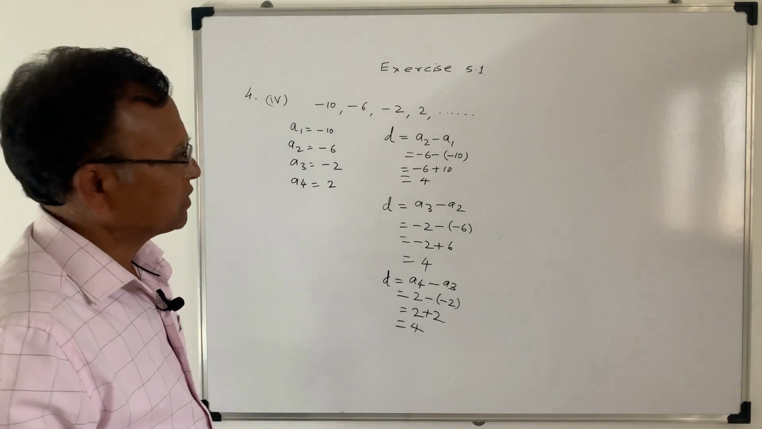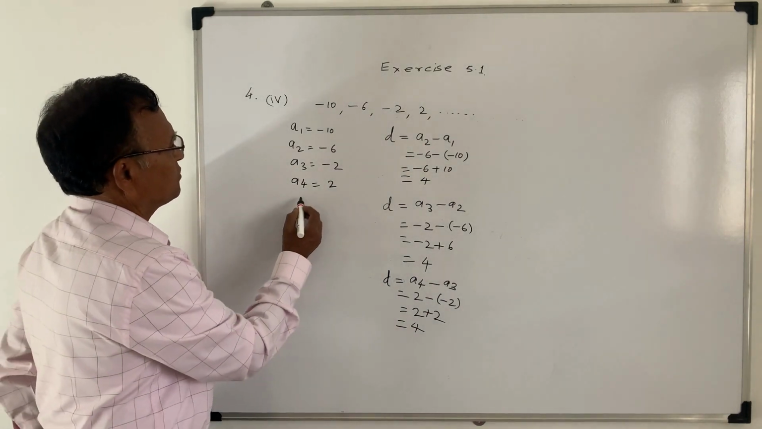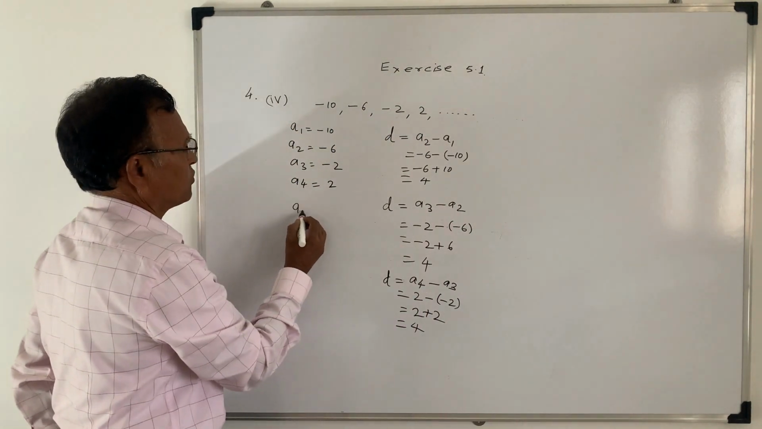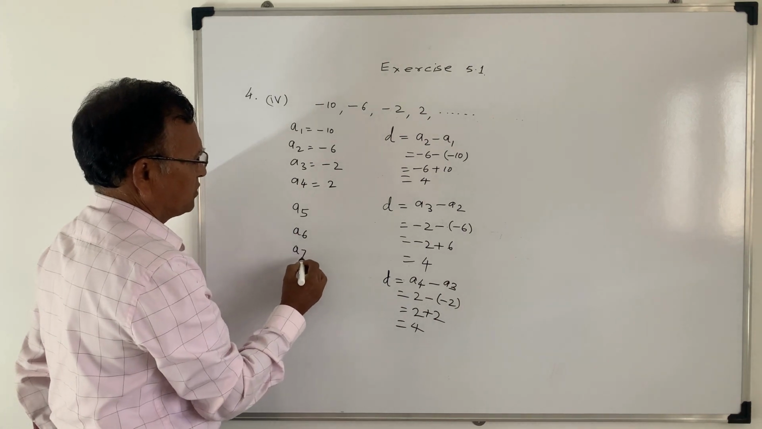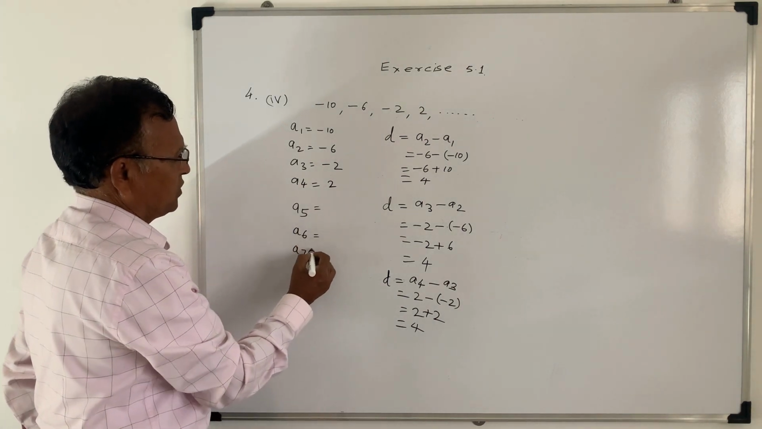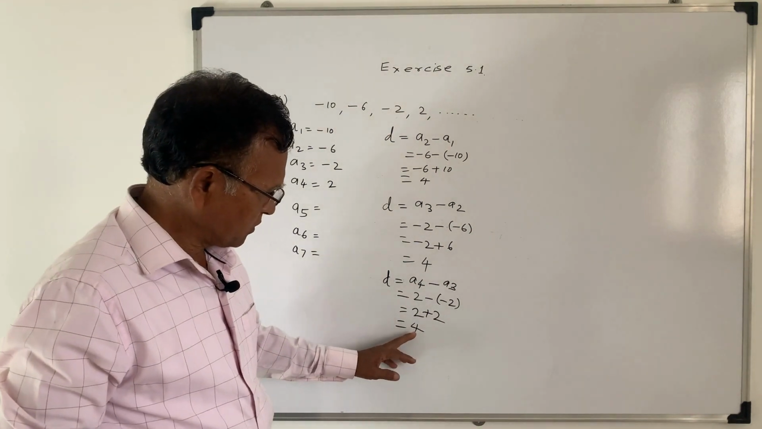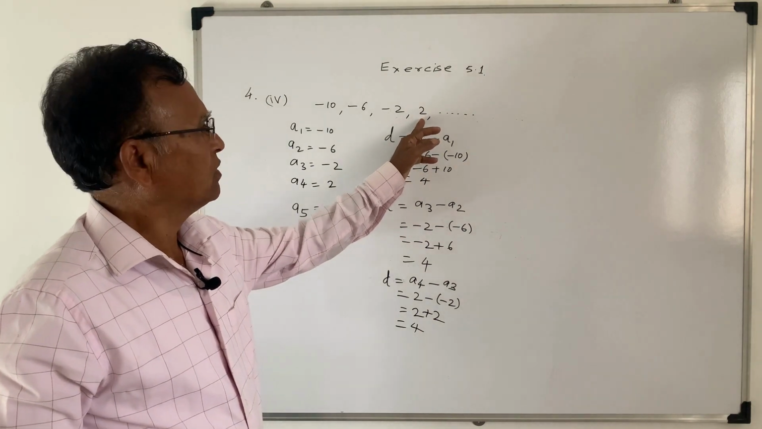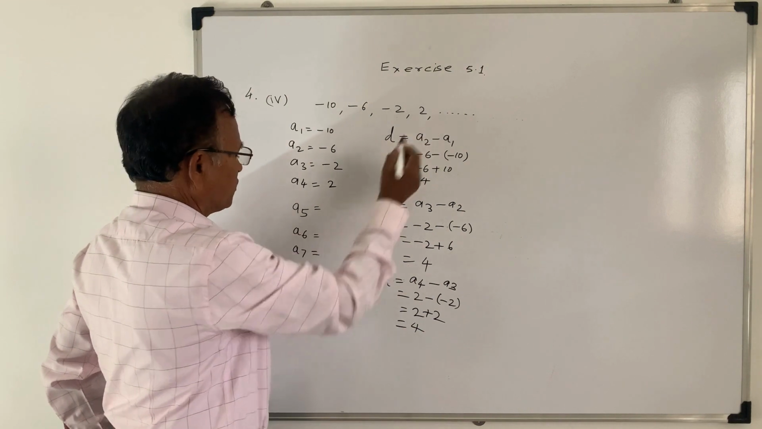is an arithmetic progression. Now you can write further the A5, A6 terms also. A5, A6, A7 we can find out. So how can we find them? By adding 4 to the last term. So it will be 2 plus 4.